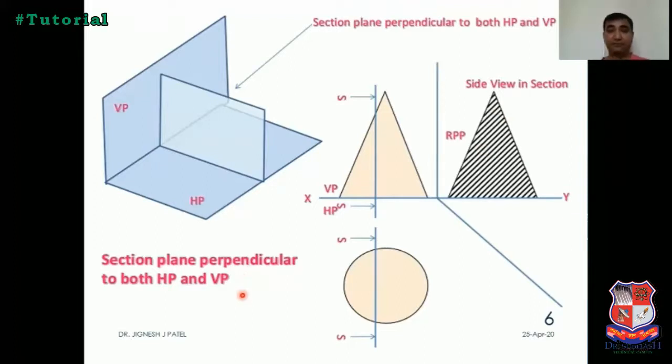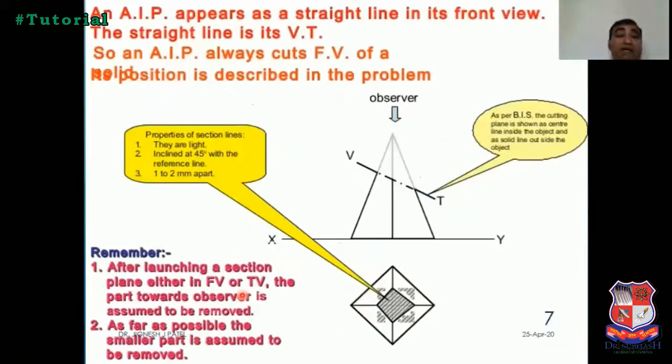Now an auxiliary inclined plane appears as a straight line in its front view. So this straight line is its VT, vertical trace. An auxiliary inclined plane always has the front view of its position described in the problem. Now you can see here it is a square pyramid, and it is cut by an auxiliary inclined plane.